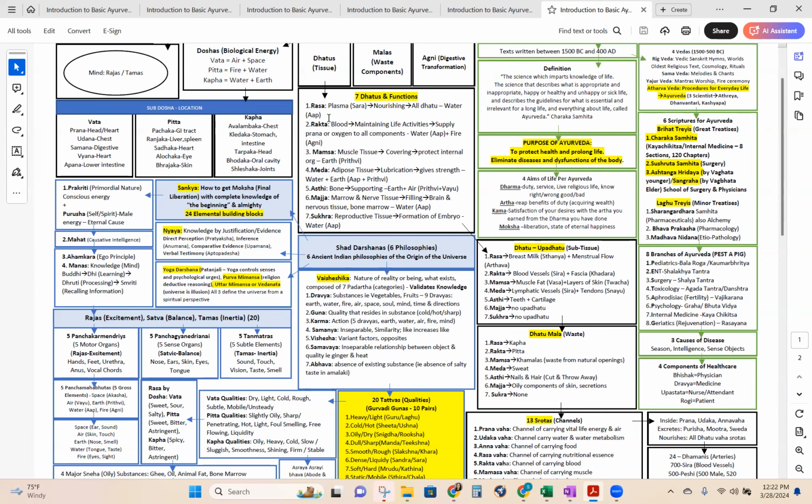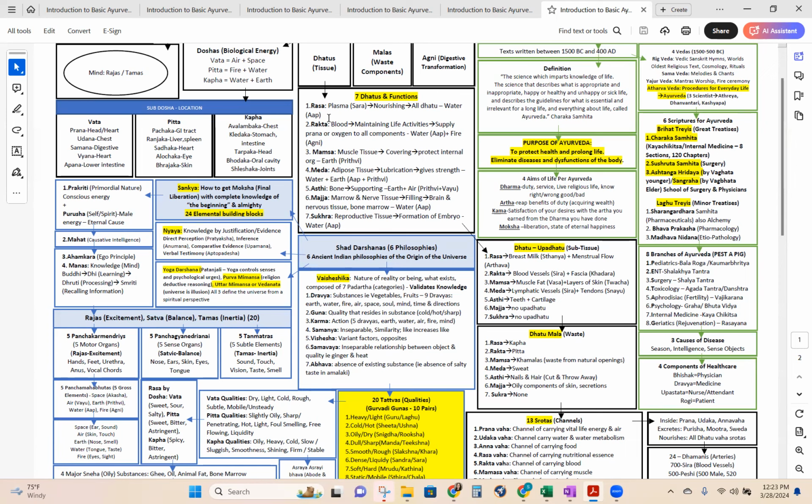I'm going to go over the upadhatus, the subtissues of the dhatus. So the subtissue of rasa is stanya and artava, the breast milk and the menstrual flow. If someone is depleted, then they may have very little breast milk or very little menstrual flow. And vice versa. If they're overnourished, they may have excessive amounts of breast milk, excessive amounts of menstrual flow.